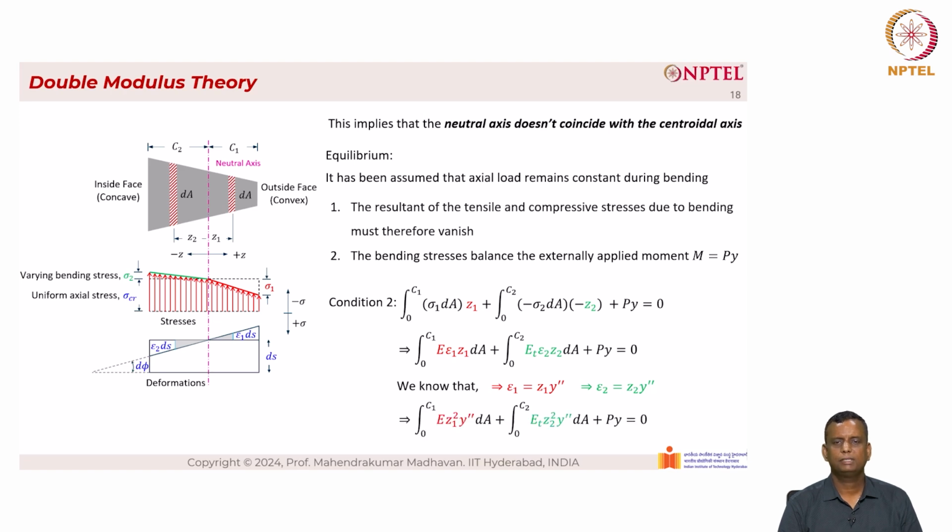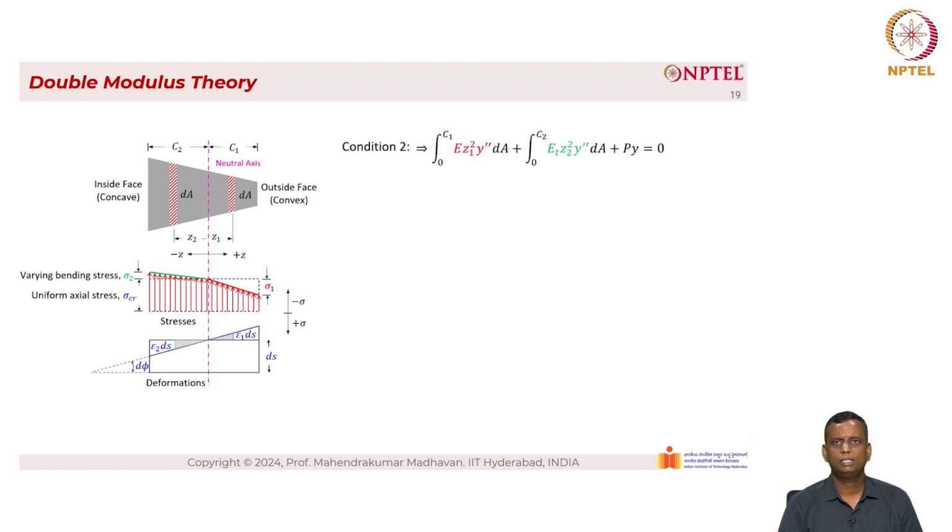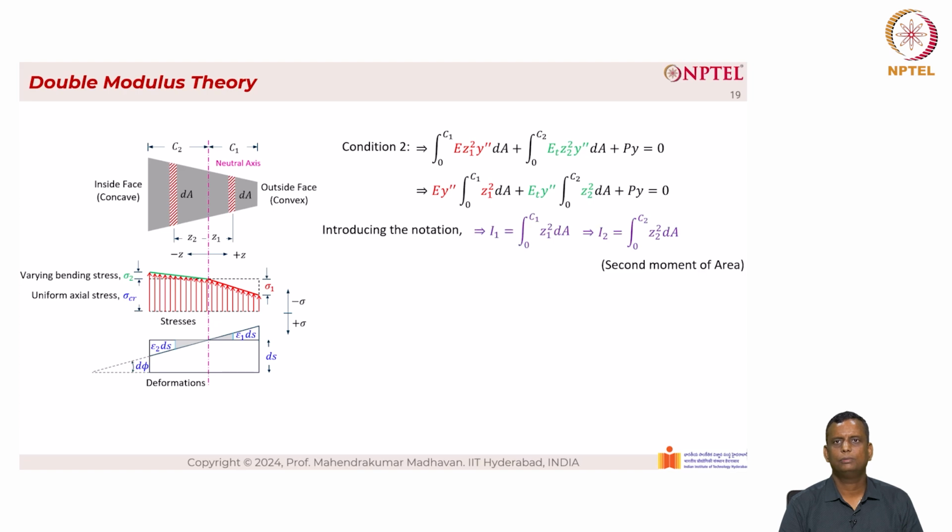This further simplifies as integral of 0 to c1 E z1 square y double dash dA plus integral of 0 to c2 E sub t z2 square y double dash dA plus Py is equal to 0. Now we take E y double dash common. So we have E y double dash into integral of 0 to c1 z1 square dA plus E sub t y double dash into integral of 0 to c2 z2 square dA plus Py is equal to 0.